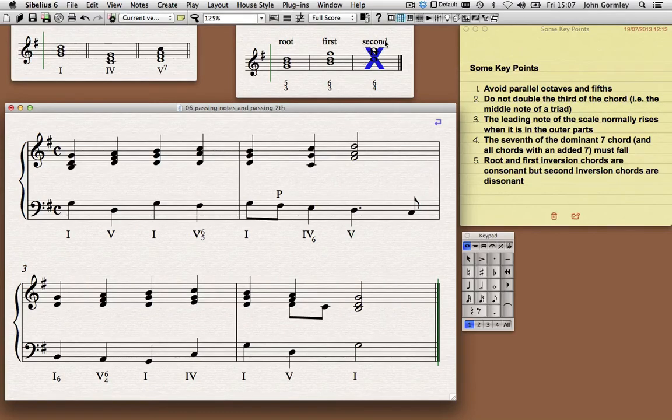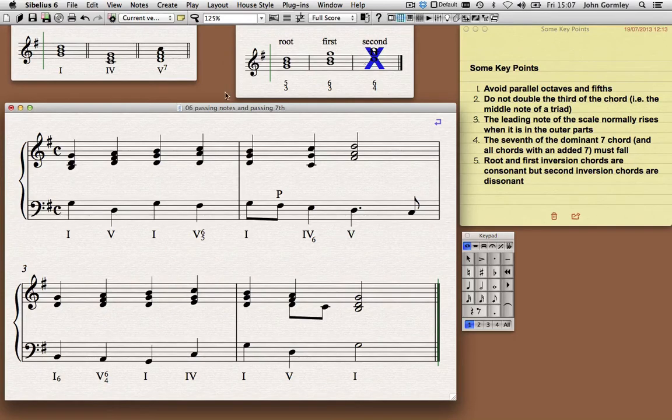However, the second inversion chord here is not a consonant chord, it's a dissonant chord, and the reason for that is its figured bass is 6-4, and the fourth is a harmonic dissonance, so we're not allowed to have harmonic fourths. Those are dissonances. So when you're harmonizing anything, you can quite comfortably use the root position chord or a first inversion chord, but you should, generally speaking, avoid using second inversion chords because they are dissonant.